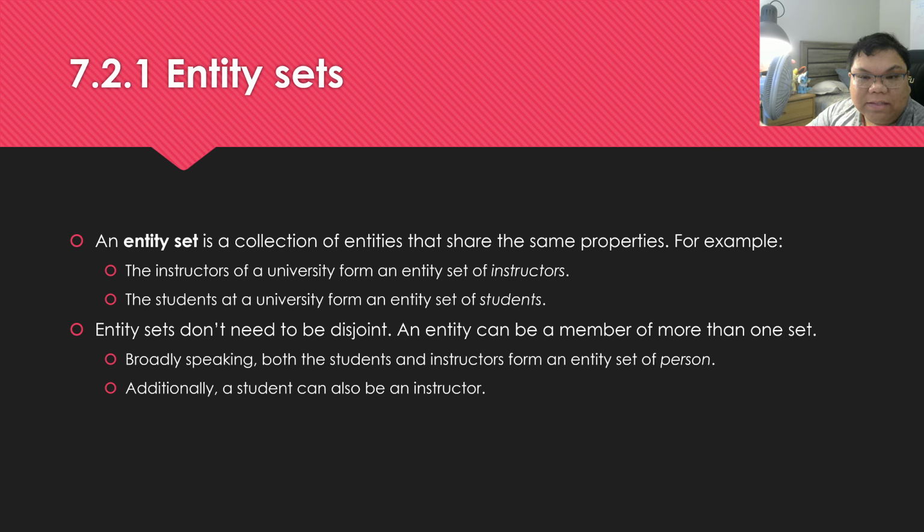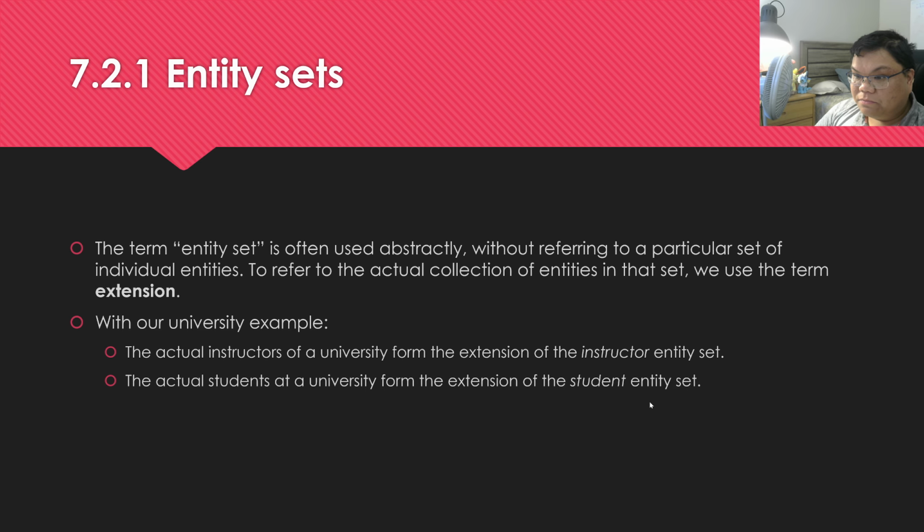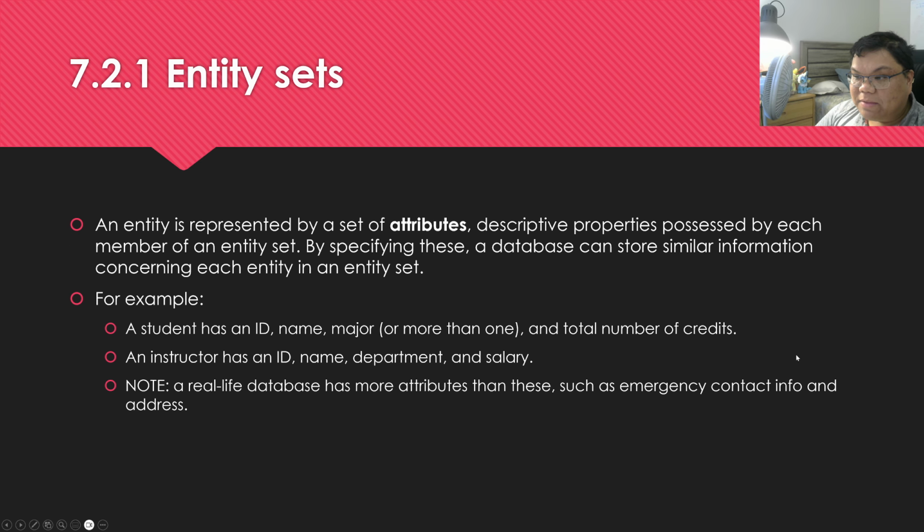Entity sets don't need to be disjoint. We can generalize the notion of student and instructor by having an entity set of person, and then they can fall under either one of these two categories of instructor or student, or they could fall under both. A student could also be an instructor. Let's skip that for a little bit.